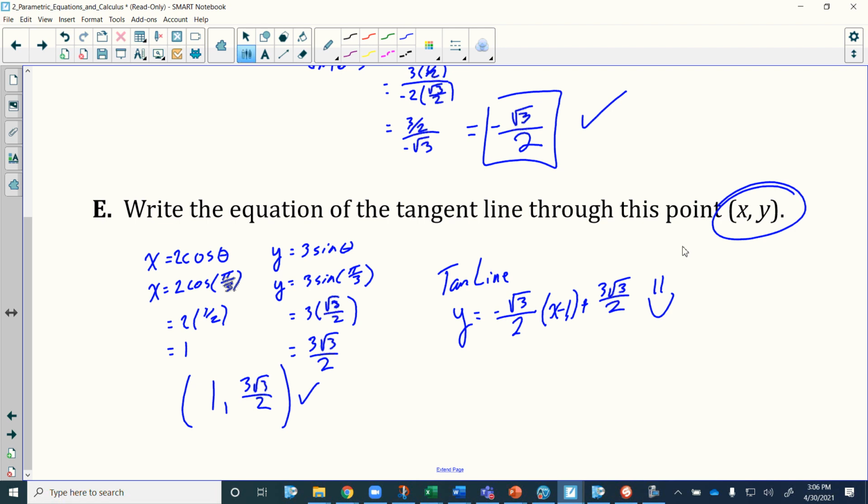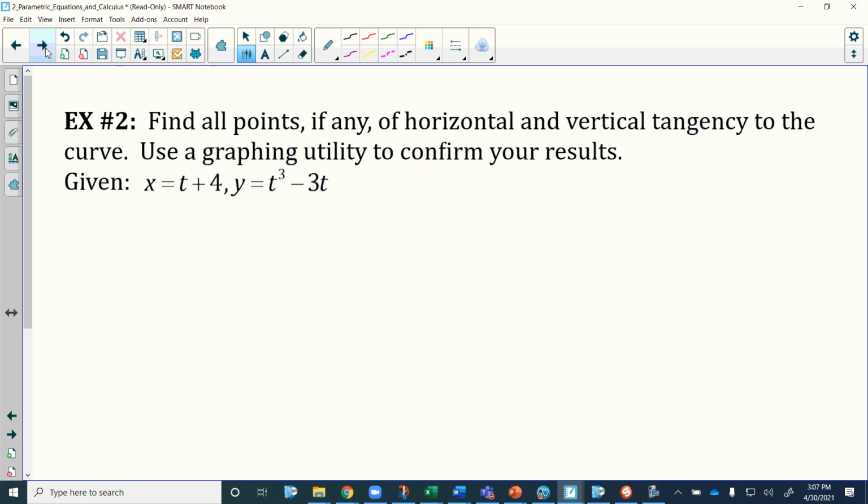Now, the next two examples are going back to things that we did early in AB calculus, where it's going to ask us to do something with our first or second derivative tests. In this example, find all points, if any, of horizontal and vertical tangency to the curves. Where they're talking about tangency to the curve, that's where it's indicating that we need to find the derivative. So we're finding derivatives here.